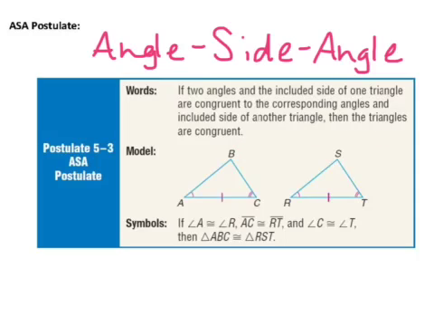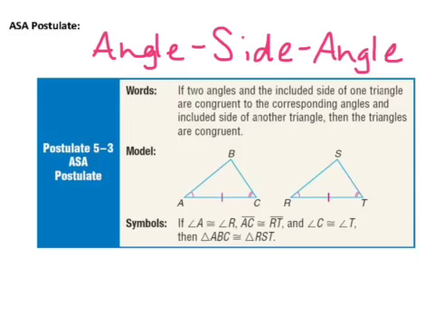So, let's look at our picture. We have triangle ABC and triangle RST. Notice that we have two angles, A and R congruent to each other, and angle C and angle T congruent to each other. The included side is congruent to each other in both of them.